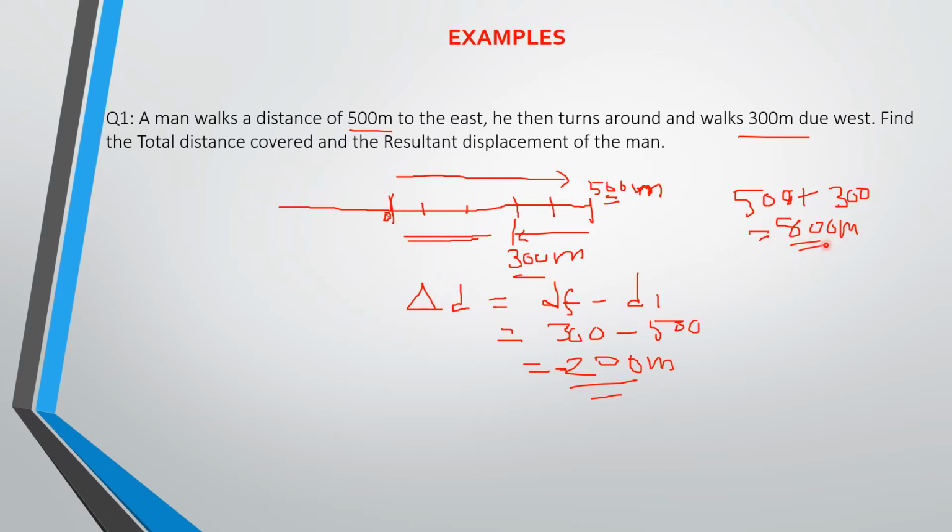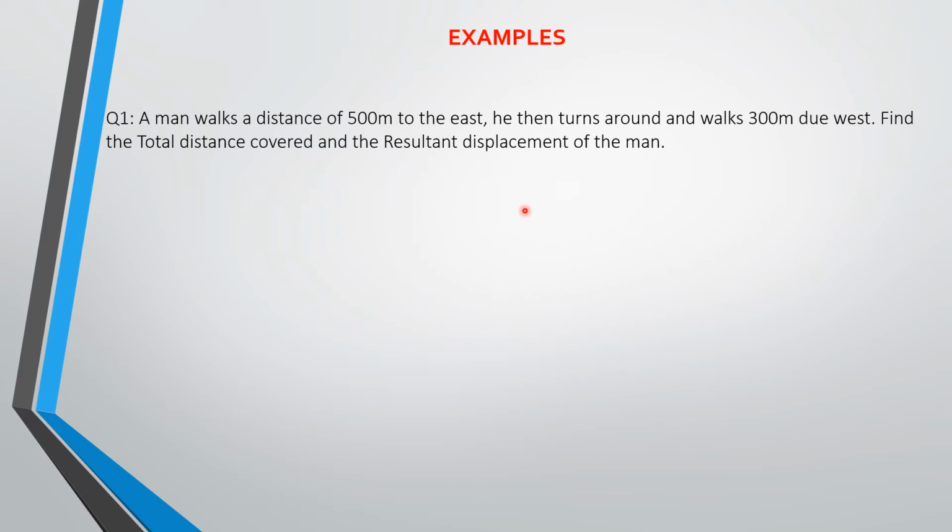Minus 200, while the distance covered is 800 meters. Just add the total distance, and it gives you the distance covered, 800 meters. So that is how to calculate distance and displacement. Displacement has a direction. Distance does not have direction; it only has magnitude, but displacement has both. Okay, so that is for that.